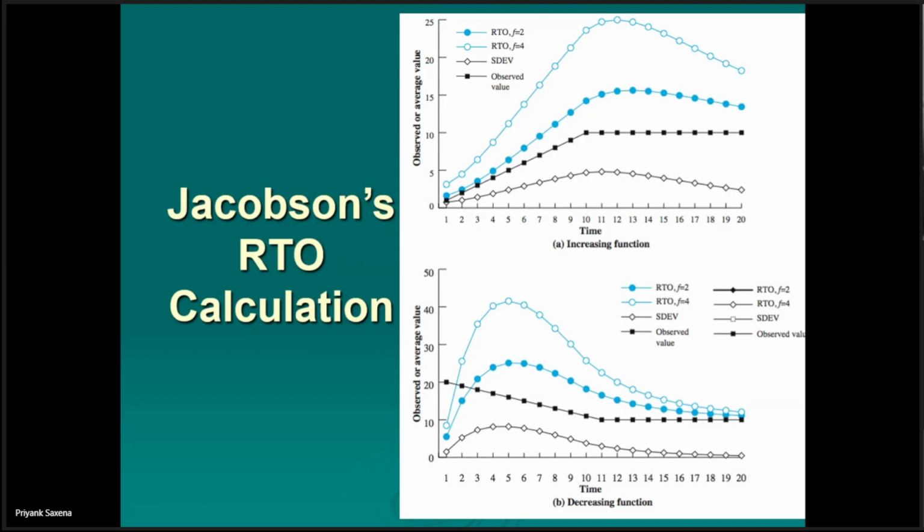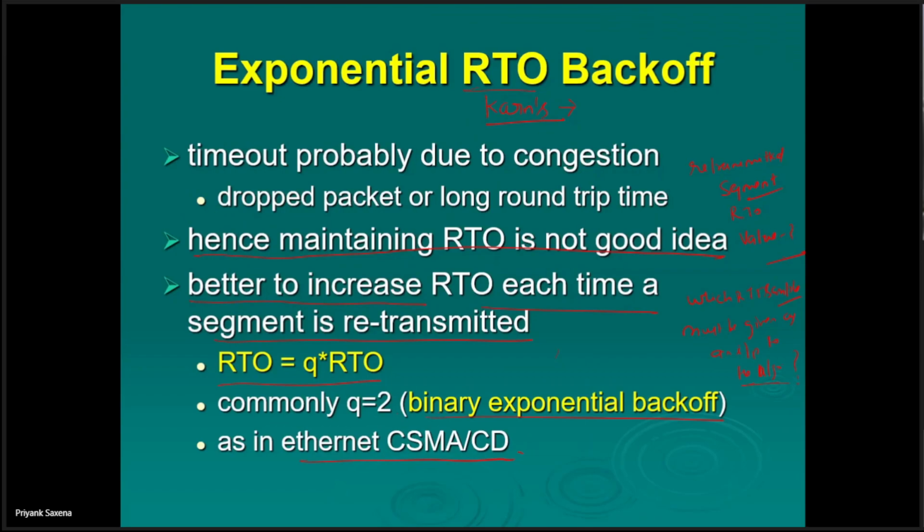When you go with variance estimation, you can see that when you have chosen f equal to 2 and f equal to 4, with f equal to 4 the average value is falling down here, right? This is the increasing function, and this is the decreasing function. So this RTT variance gives you the current scenario, the correct value of the retransmission timer value, or the actual network conditions.